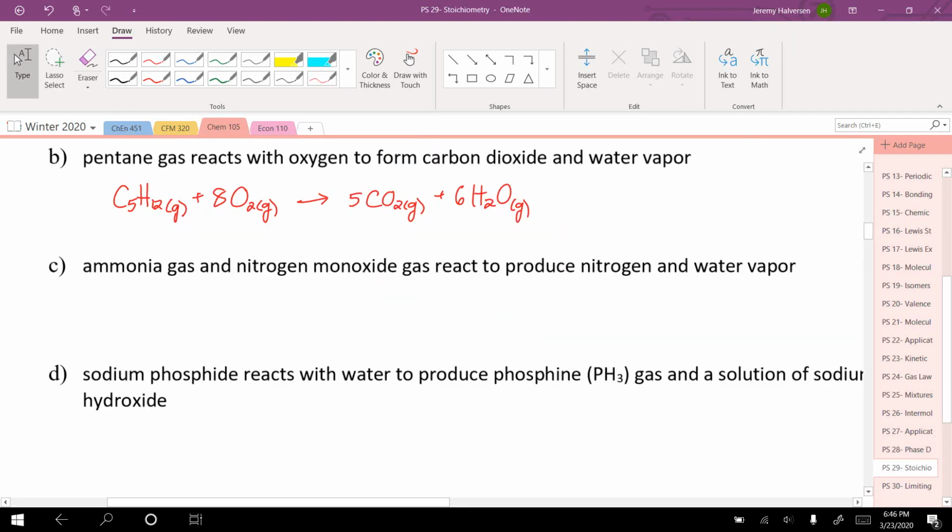Okay, ammonia gas. Ammonia is NH3, and nitrogen monoxide gas react to produce nitrogen. Nitrogen is diatomic, so it's going to be N2, and water vapor. Now to balance this, I've got 2 nitrogens on the left, I've got 2 nitrogens on the right. I have 3 hydrogens on the left, 2 on the right, and I have 1 oxygen on the left, 1 on the right.